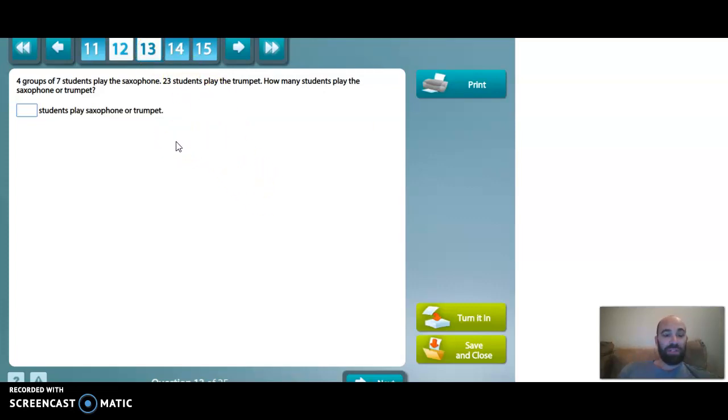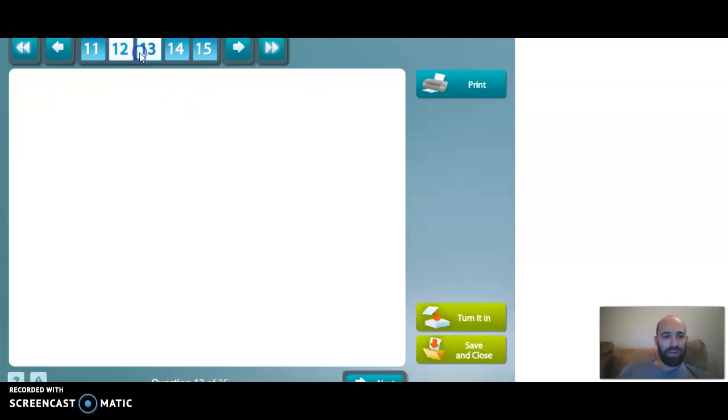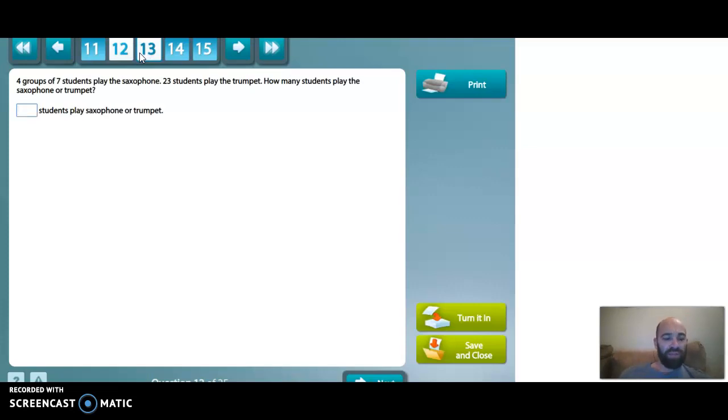Four groups of 7 students play the saxophone. Well, number 12 or 13. Number 13. Four groups of 7 students play the saxophone. 23 students play the trumpet. How many students play the saxophone or trumpet? And it says blank students play the saxophone or trumpet.